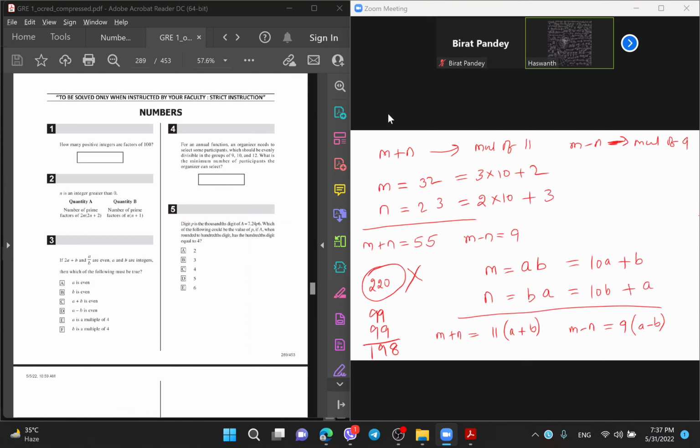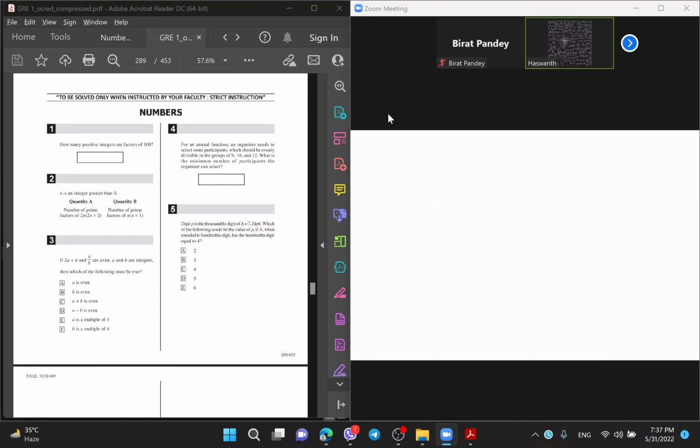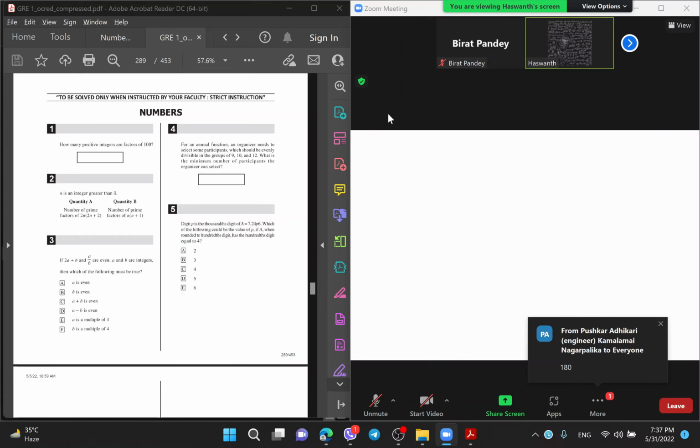Next question. For an annual function, an organizer needs to select some participants which should be evenly divisible in the groups of 9, 10, and 12. What is the minimum number of participants that the organizer can select?